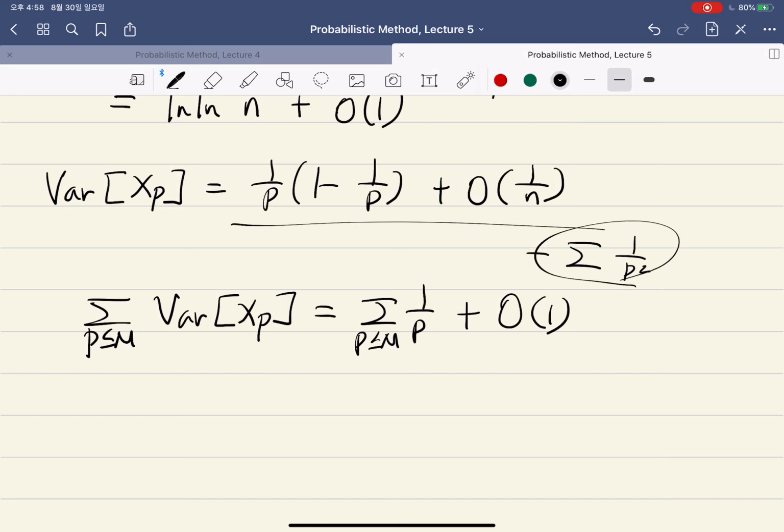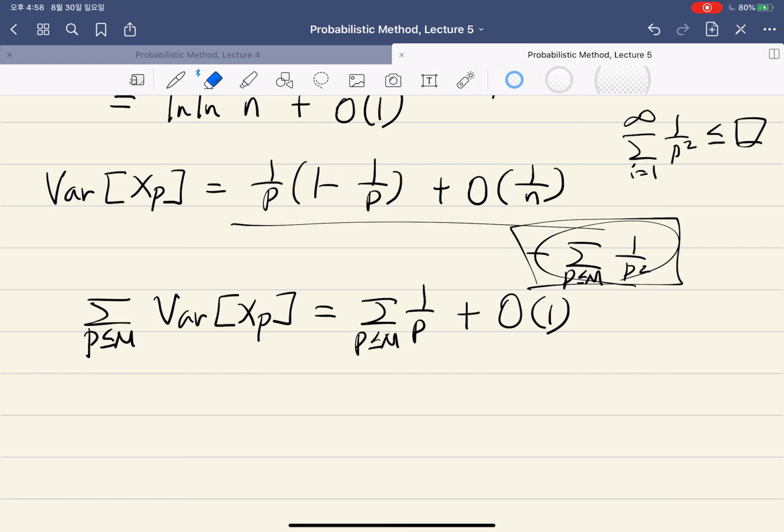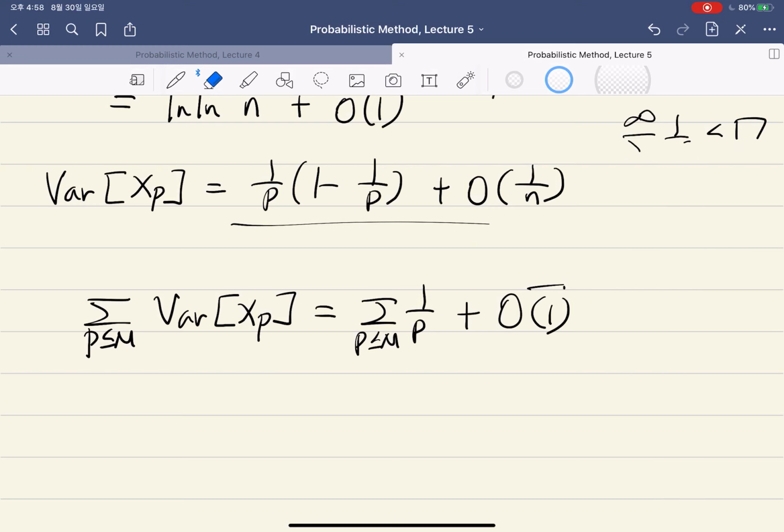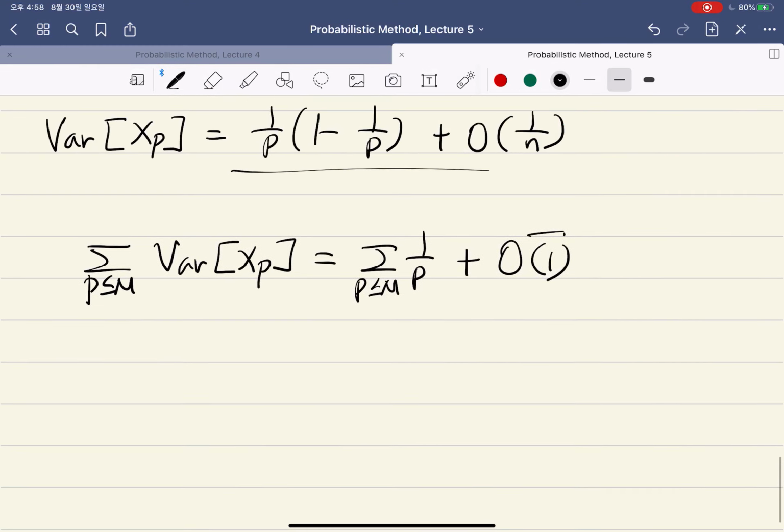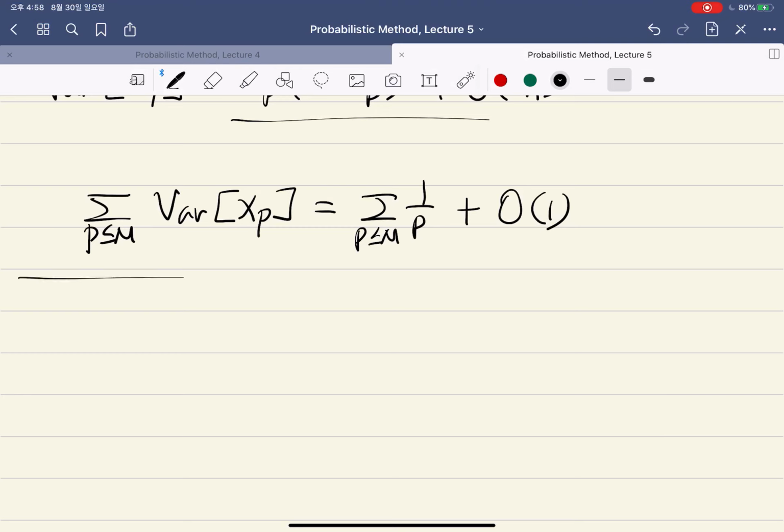And we know that this converges. Even if we don't care about the primes, if you just add from 1 to n of 1 over p squared, then it's bounded by some constant. That's something we know. So we have this inequality. And now we want to measure the covariance.